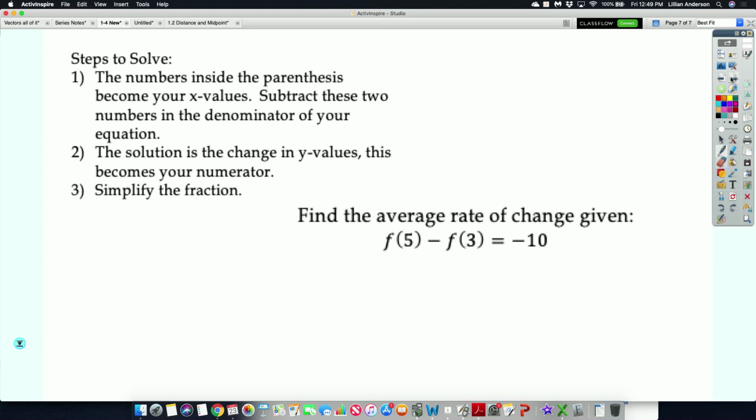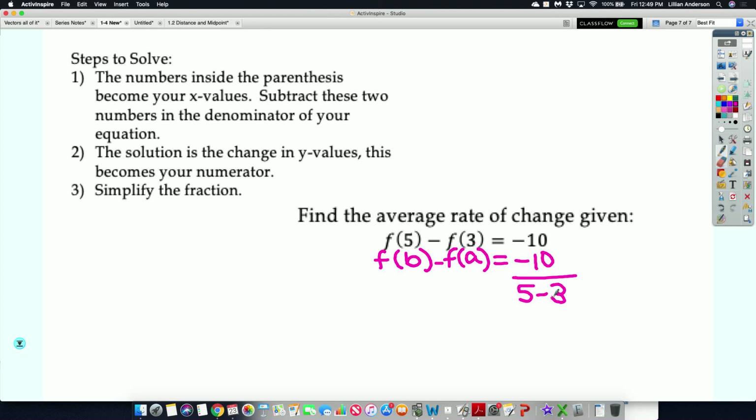Do you guys see that? What's B or A? What's A? A is 3 and B is 5. So this is nothing but f of B minus f of A, and they basically gave you your numerator. It's negative 10. The only thing you have to do now is the denominator. And what goes in the denominator? The x's. 5 minus 3, B minus A.